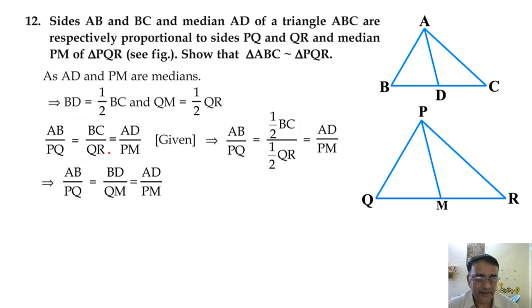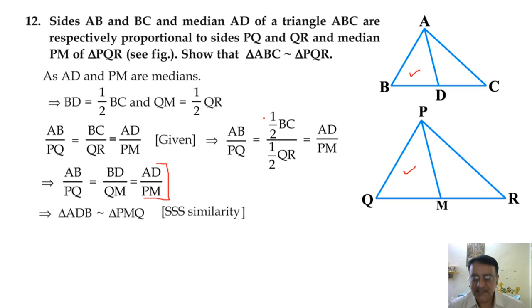और जो दूसरा तरीका मैंने बताया था कि इसको लिखोगे 2 times of BD नेक्स्ट स्टेप में, और इसको लिखेंगे 2 times of QM. उसके बाद नेक्स्ट स्टेप में 2 कैंसिल कर सकते हो. सो वैसे भी कर सकते हैं और ऐसे भी कर सकते हैं. ठीक है. सो नाउ 3 करस्पॉन्डिंग साइड्स आर प्रोपोर्शनल ऑफ दिस ट्राइंगल एंड दिस ट्राइंगल. So these two triangles are similar by which criteria? SSS. Right, by SSS similarity.